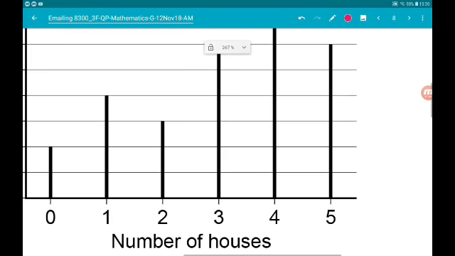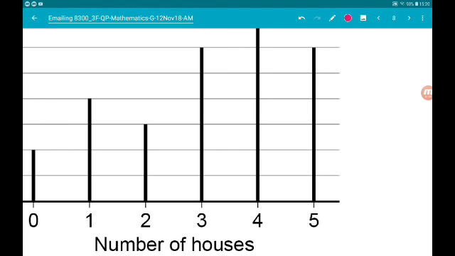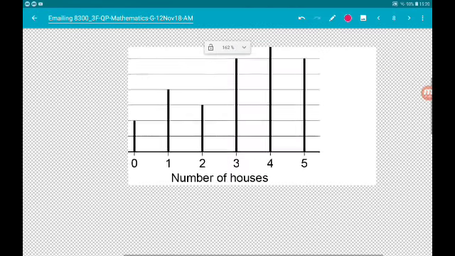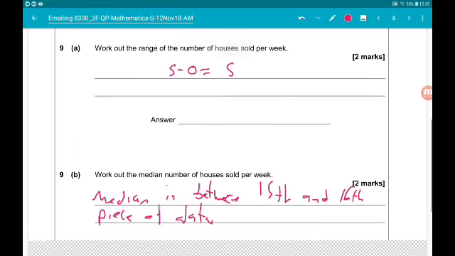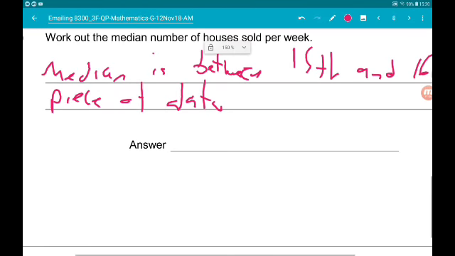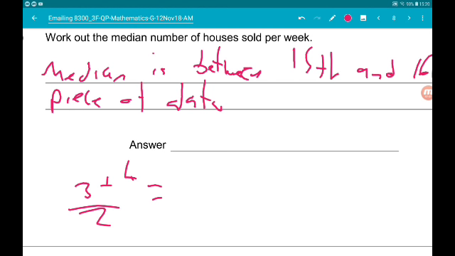So the 15th piece of data would be a 3, the 16th would be 4, so then we take the mean of those two. So then we do 3 add 4 over 2, which gives us 3.5. Boom.